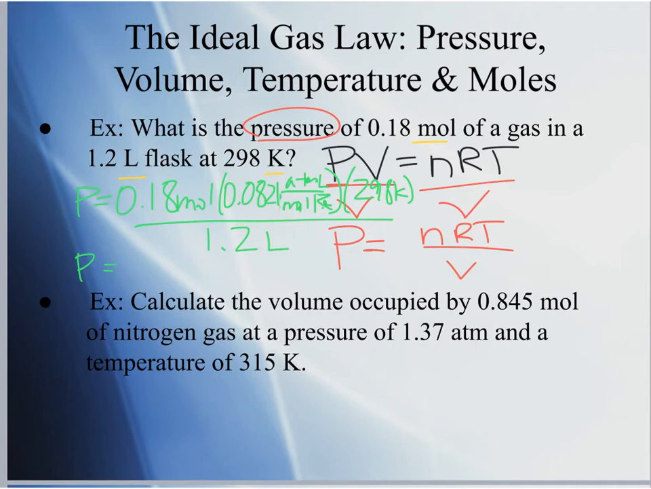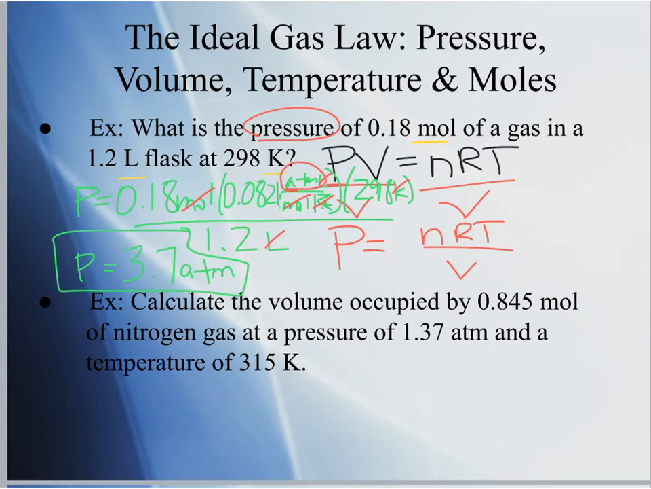We are going to get 3.7, and our pressure is going to be in atmospheres. So 3.7 atmospheres is our answer. One way we can tell what our unit is going to be is that the units we plugged in should cancel with each other. We've got Kelvin on top and Kelvin on the bottom, so they cancel. Moles on top and moles on the bottom cancel. Liters on top and liters on the bottom cancel. So what we're left with is atmospheres.